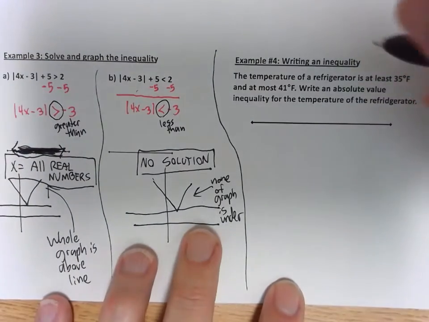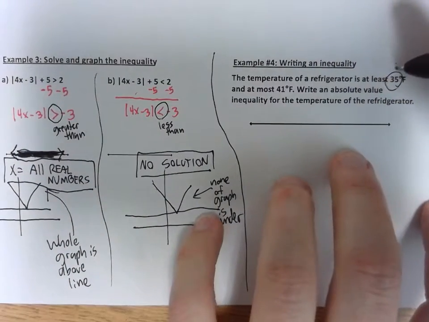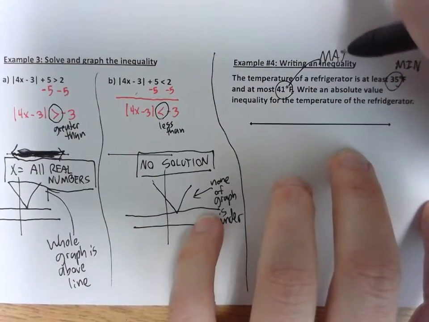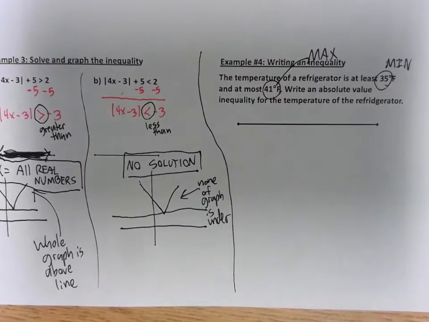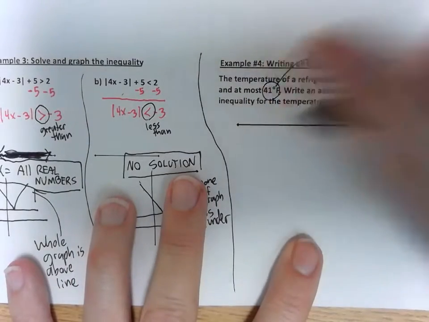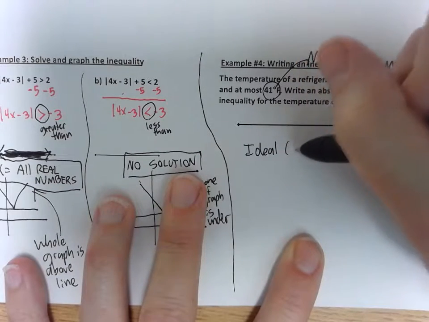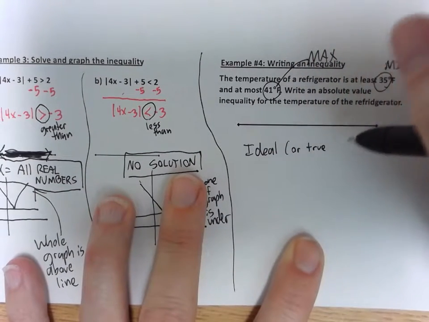So first of all, this is the minimum. This is the maximum. So what we first want to do is we want to find that true temperature, okay? What's the ideal or true temperature?